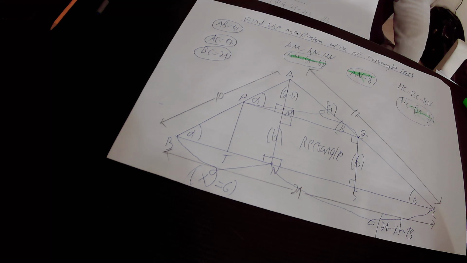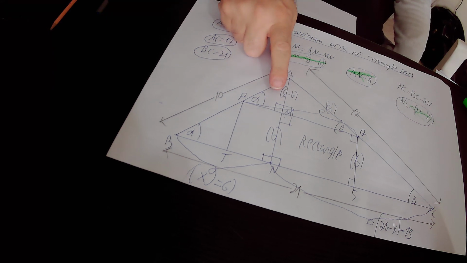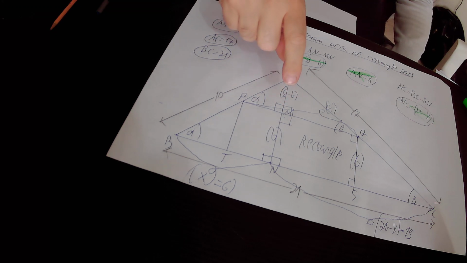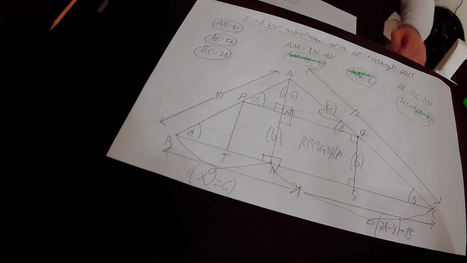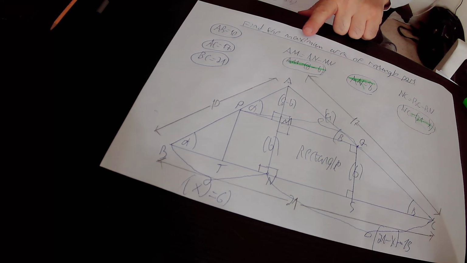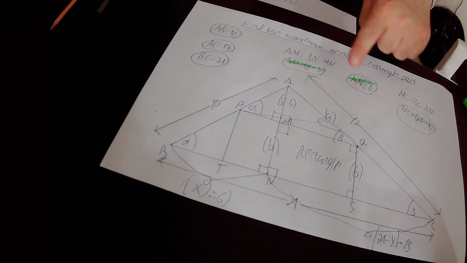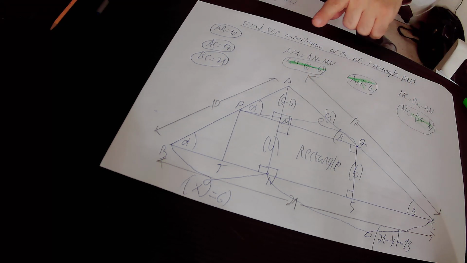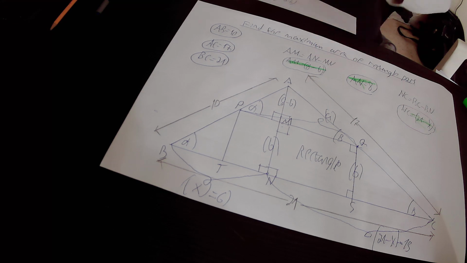Now, AM equals AN minus MN. Again, AM equals AN minus MN. So AM equals AN, that is 8, minus MN, that is B. So in total, AM equals 8 minus B.